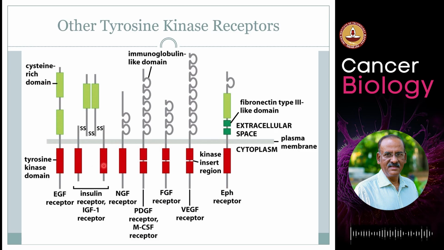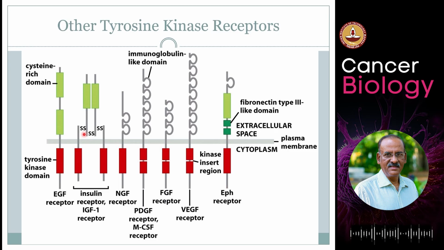Another interesting feature is displayed by the insulin receptor and the IGF-1, insulin-like growth factor 1 receptor, it's called. See, it has actually two chains and they are linked by disulfide bridges. So it is an alpha chain and beta chain. Actually, you can see that they are like dimers in nature itself. So they have this kind of structural features.